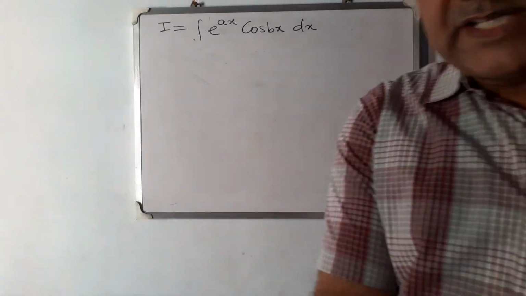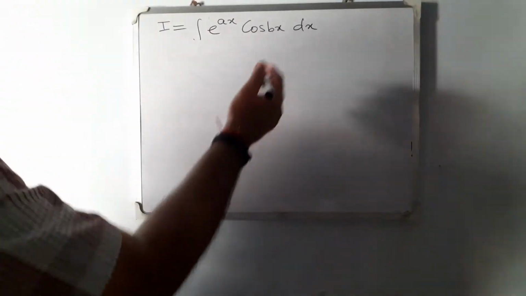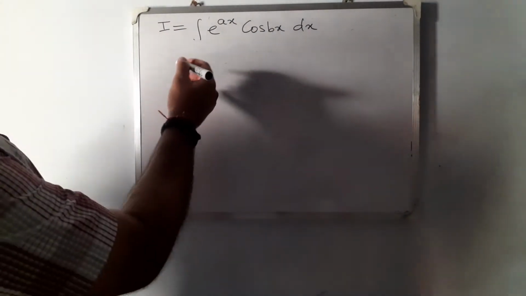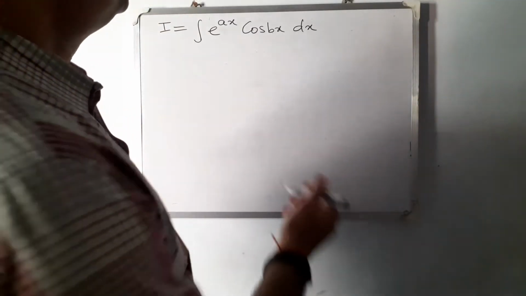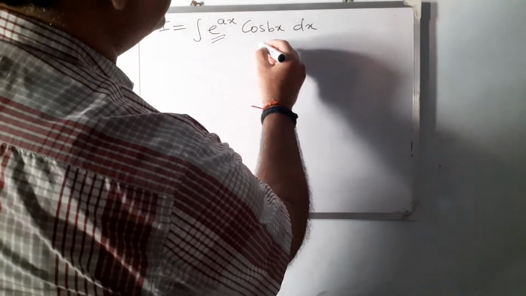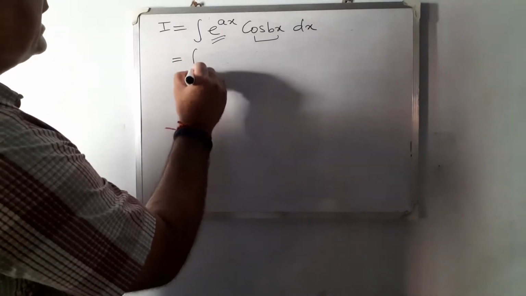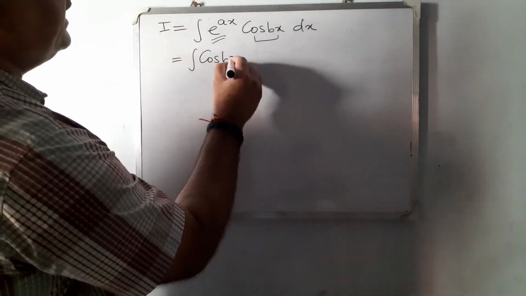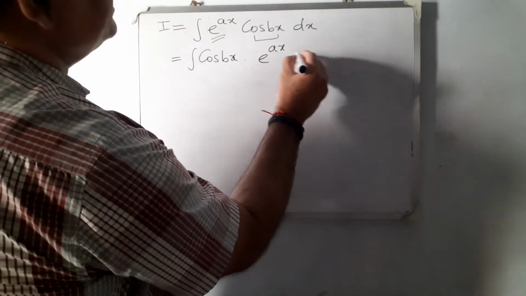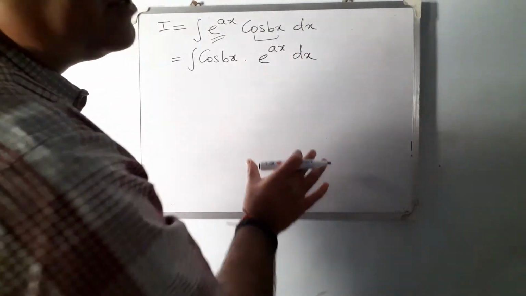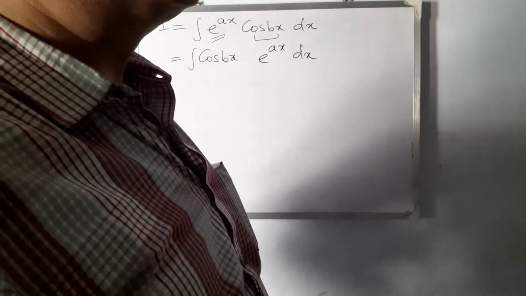Now, how to solve this integral? Whenever you approach such types of integrations, we always take the ILATE rule: inverse, log, algebraic, trigonometric, and the last one is exponential. So cos bx should be the first function and e power ax the second function. So we write it as integral cos bx dot e power ax dx. To solve this, we will apply the formula for integration by parts.